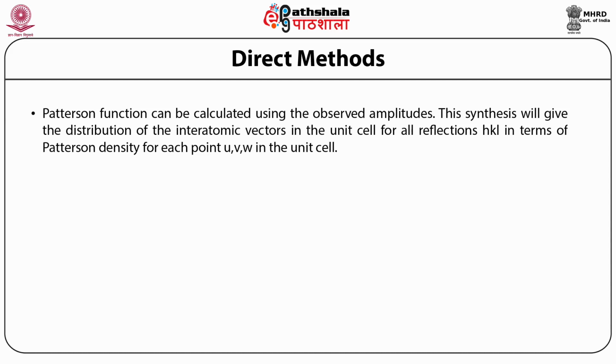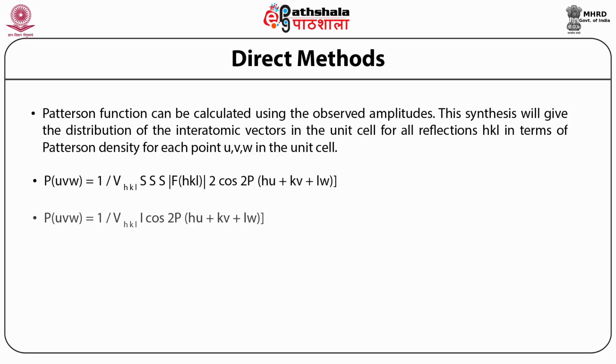This synthesis will give a distribution of the interatomic vectors in the unit cell for all the reflections HKL, in terms of Patterson density for each point in the unit cell. The points with more intensity indicate the possibility of atoms, and you basically fit the puzzle which satisfies all your bond lengths, and that will give a molecule.